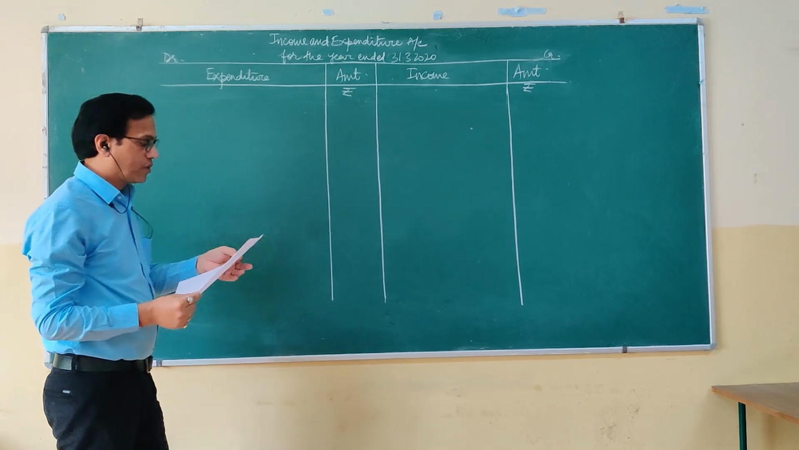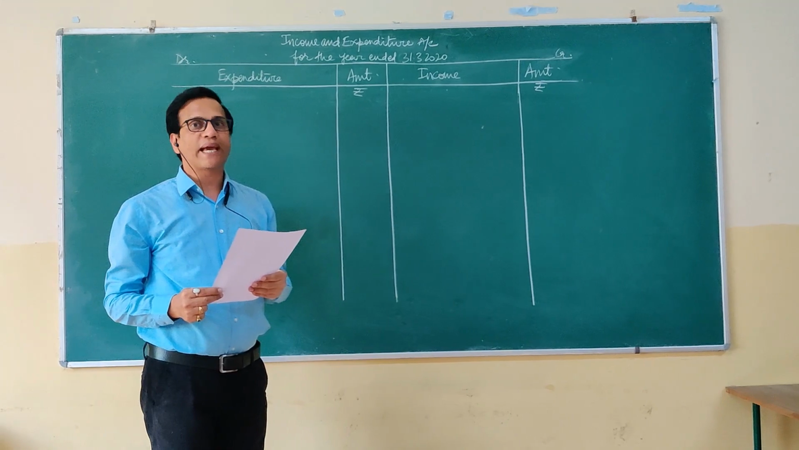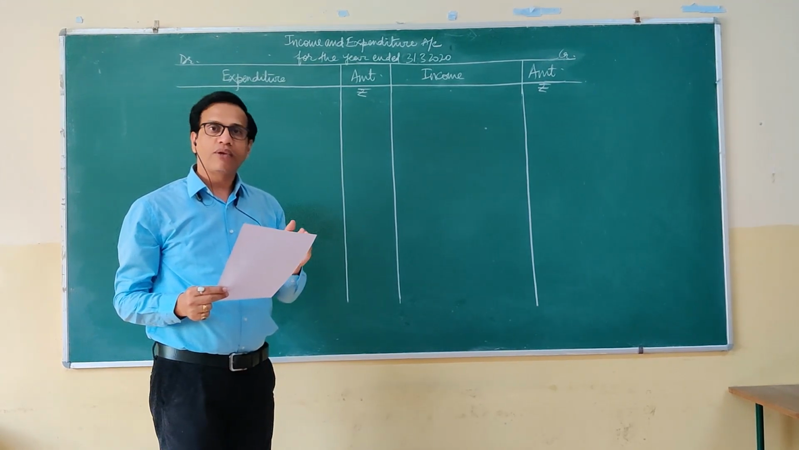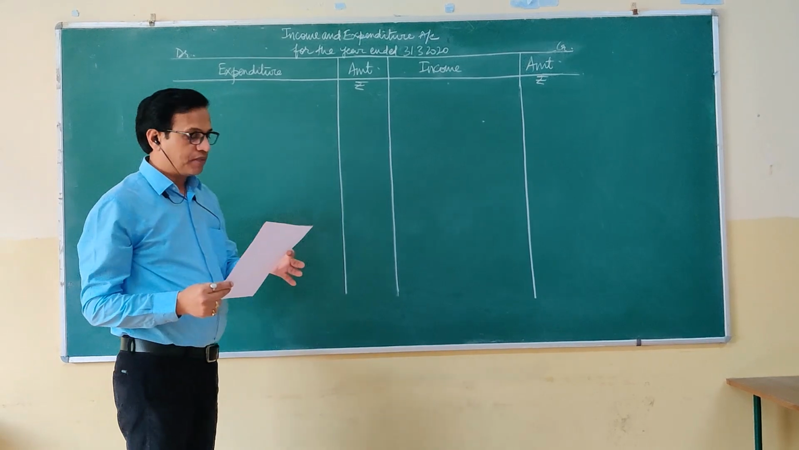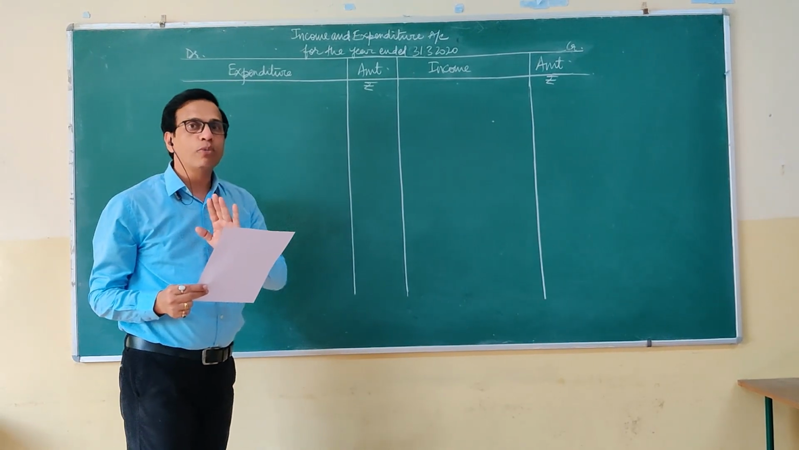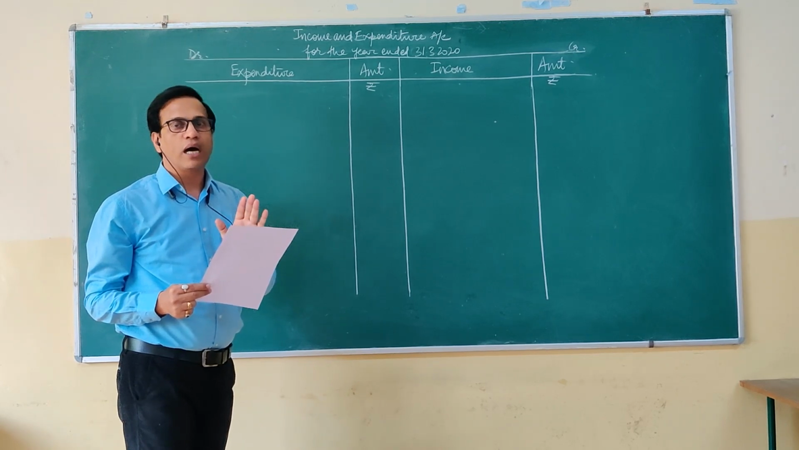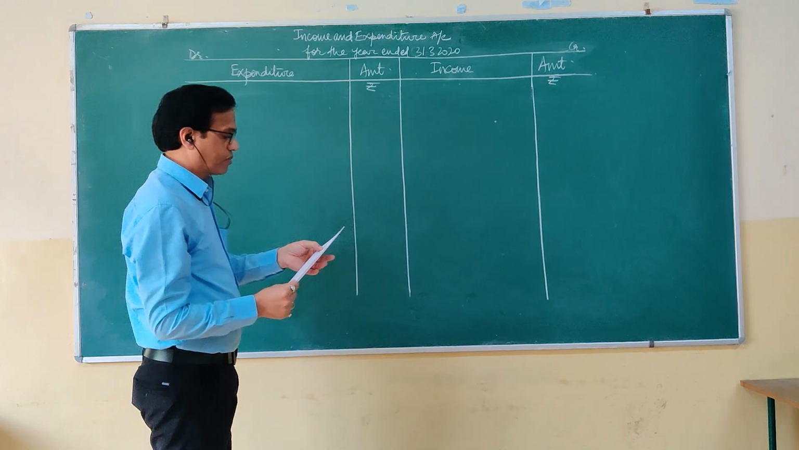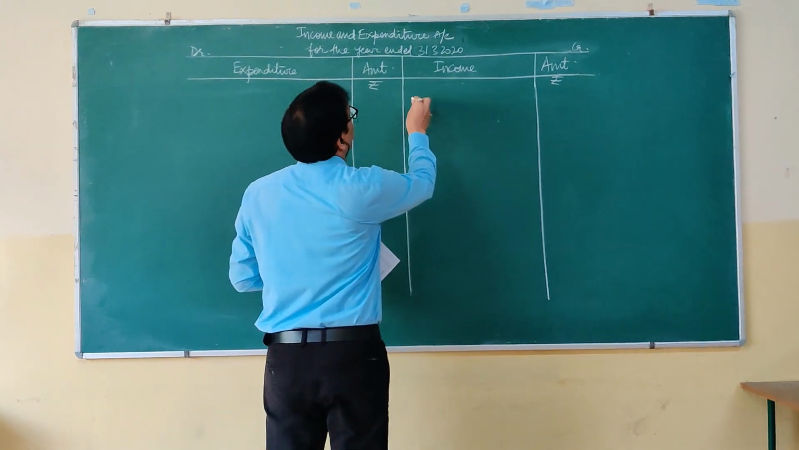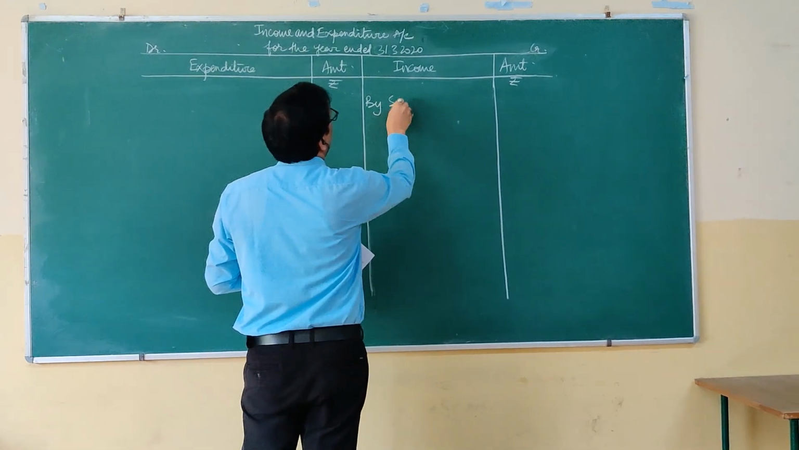So let's start. First is To balance brought down. So as I told, this is our opening cash balance and it will not be taken to the income and expenditure account. We will skip it while preparing income and expenditure account. Opening and closing balance of receipts and payments account are skipped. They are not taken. Second is To subscription. So subscription is our revenue income. We write here on the income side By subscription.